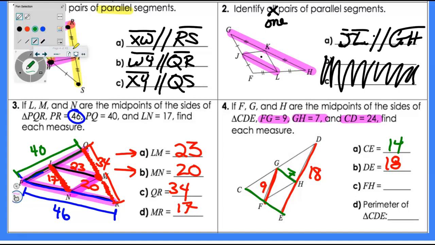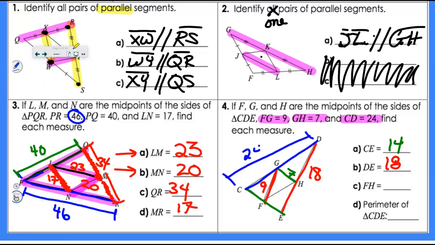And then they gave me a long one next. They gave me from C to D. That's this whole guy in blue. And they said that whole distance is 24. Well, that's going to help me get the one across from it, or the short one. So what's F to H? 12, we got it.